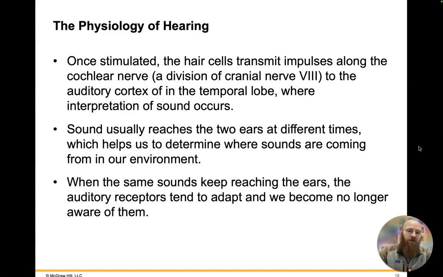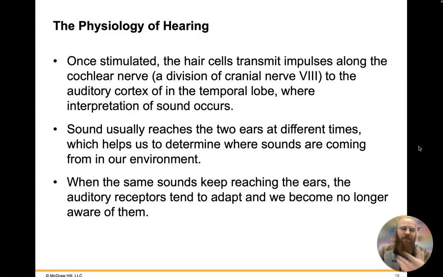Okay, so sound usually reaches the two ears at different times. It's pretty cool. This is actually what helps us determine where sounds are coming from in our environment. So like whether they came from in front of us, behind us, to the left or the right. So that's what's actually happening there. So the little delay between left and right ear could give you your sense that it's coming from the left.